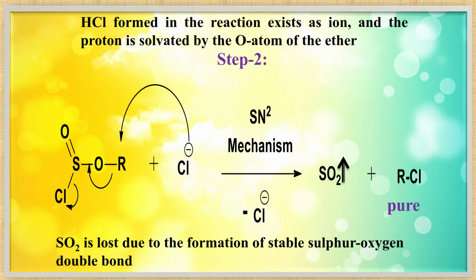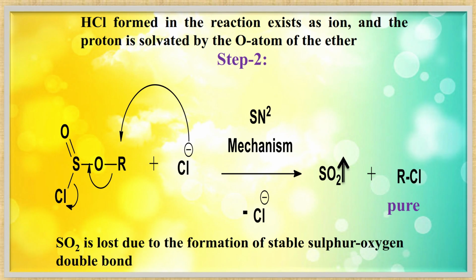Next one, you see it. Once you get the good leaving group, then the reaction takes place by SN2 mechanism. I think you know it. SN2 mechanism means the halide ion will attack the R, the substrate, and immediately the leaving group departs. Meaning the attack of the reagent Cl minus and the departure of the leaving group take place simultaneously. You see here on the screen, Cl minus attacks the carbon, the R group, and the leaving group departs, forming RCl along with SO2.